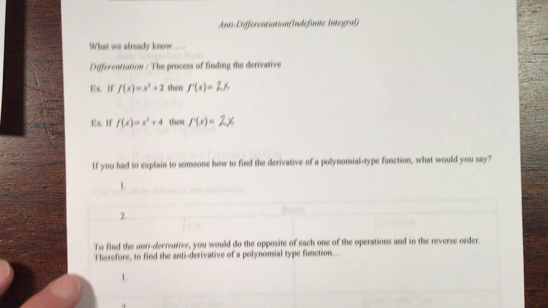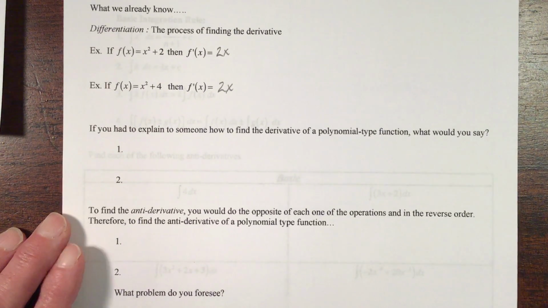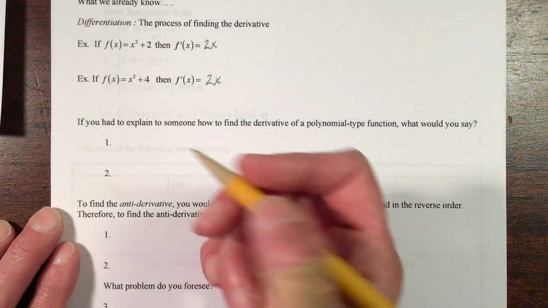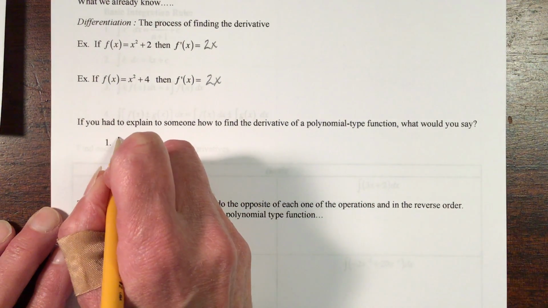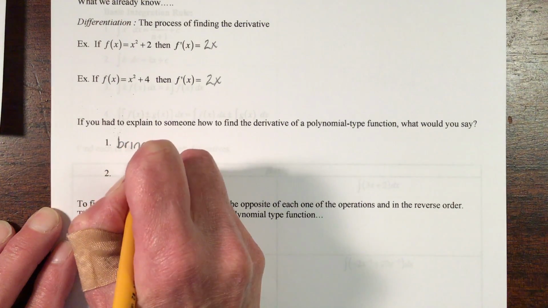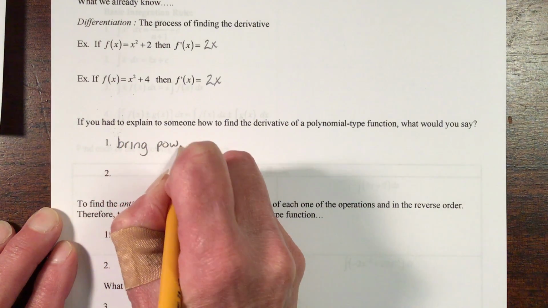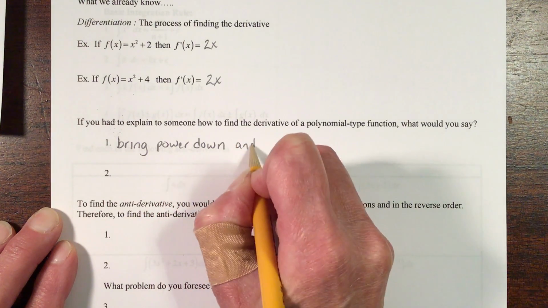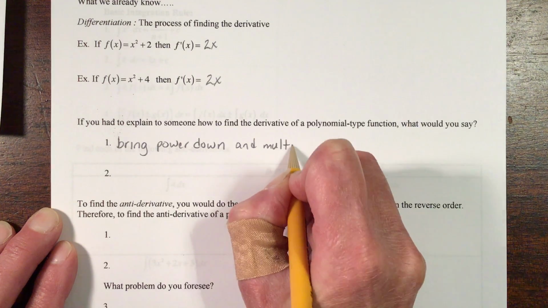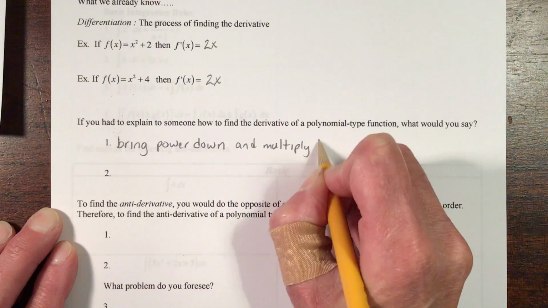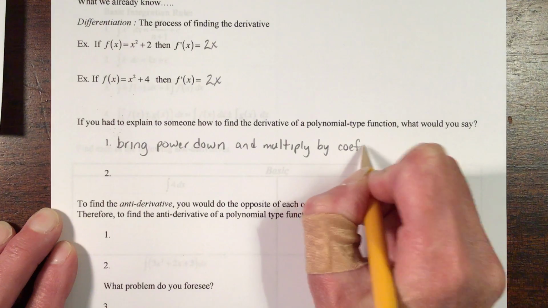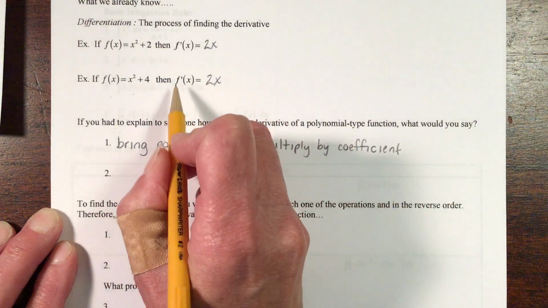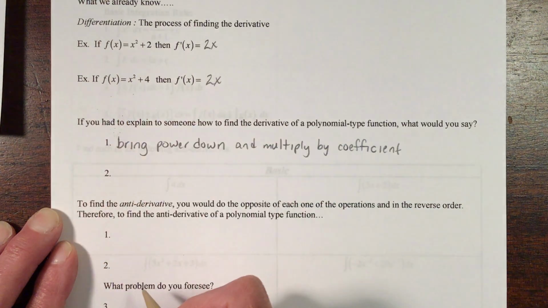If we had to explain to someone how to find the derivative of a polynomial type function, what do you think you would say? Probably something like, bring your power down, and we're going to multiply by a coefficient if there's one there. There was none in the example we did. Right, so that takes care of bring the 2 down in front.